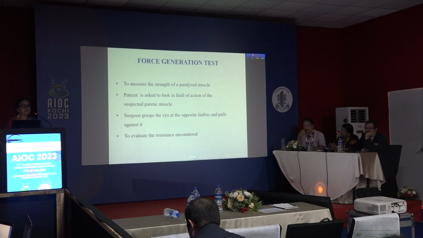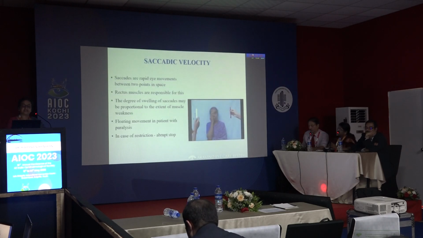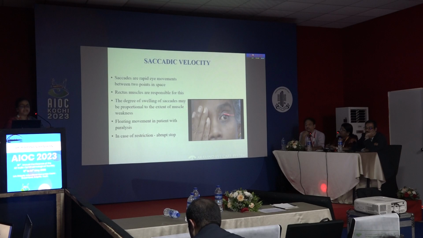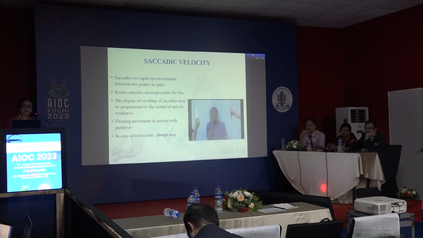Then the force generation test, another test where even in the palsied muscle, if there is some amount of function in the muscle. So if the force generation test is positive, then you would go and operate on that muscle. Saccadic velocities, again, to find out the muscle function. If there is a float, then it is not good. If there is a movement, especially in sixth nerve palsy, then you can tackle that muscle.